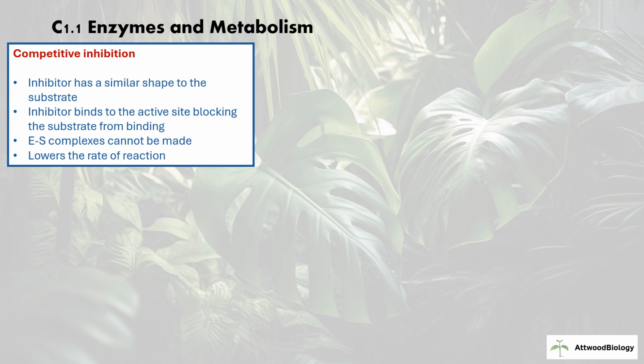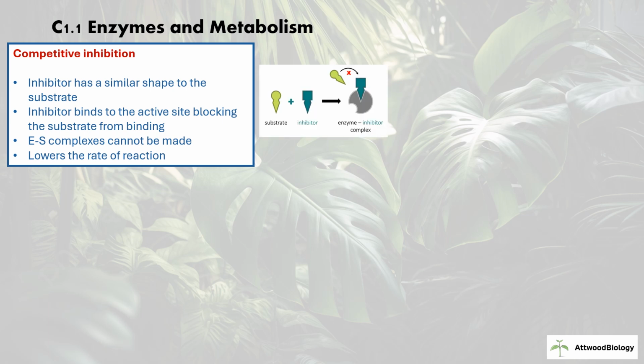Okay, inhibition. So sometimes enzymes can be inhibited, and this might be deliberate. So there's lots of mechanisms in the body that will inhibit enzymes for various reasons in order to speed things up or slow things down. Lots of drugs can be inhibitors as well. So there's lots of practical applications.